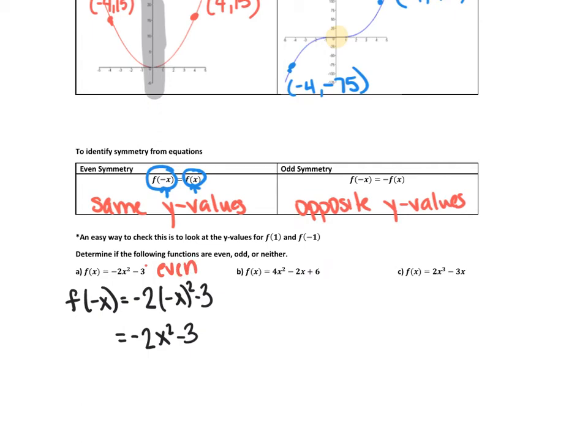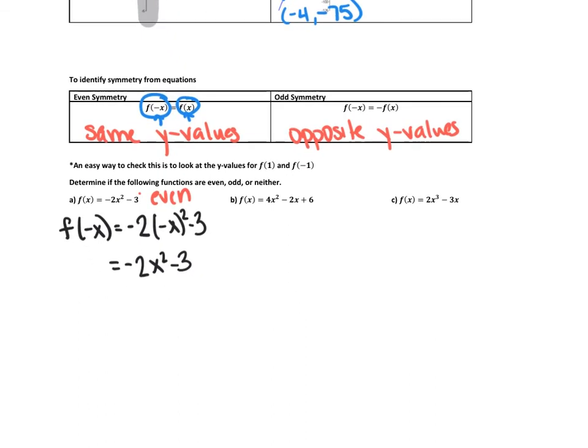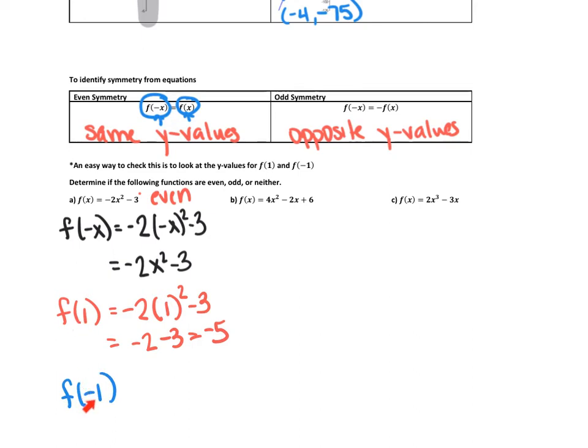Now, this may be difficult for you to understand or see, so a much easier way to do this is to evaluate the function at two values. In particular, we're going to evaluate at f of 1. So evaluate at f of 1, I get this, -2. I'm going to plug in this 1 for every x up here. So -2 times 1 squared minus 3. When I do that, 1 squared is 1. -2 times 1 is -2 minus 3. That equals -5. Do the exact same thing, except this time plug in -1.